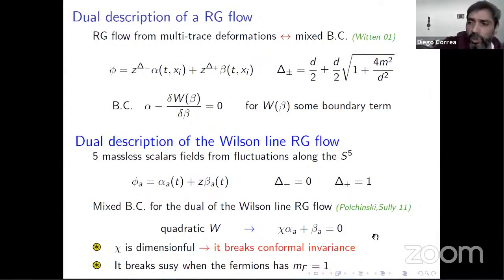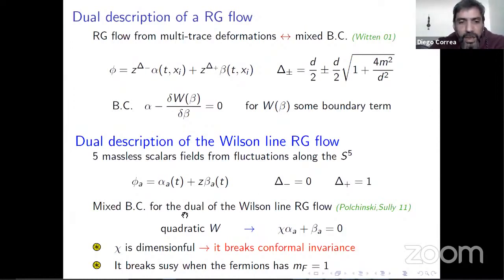So this is exactly what Polchinski and Sully did. They took this idea. What I'm writing here is just the massless scalars associated to fluctuations in the sphere; you have five of them. So this is the typical behavior, but now in the specific case of having d equal to 1 and the mass equal to 0, so the delta minus behavior is 0. The two possible fall-offs of the scalar fields are just a constant or a power of z, which is equal to 1, delta plus is equal to 1 in this case.